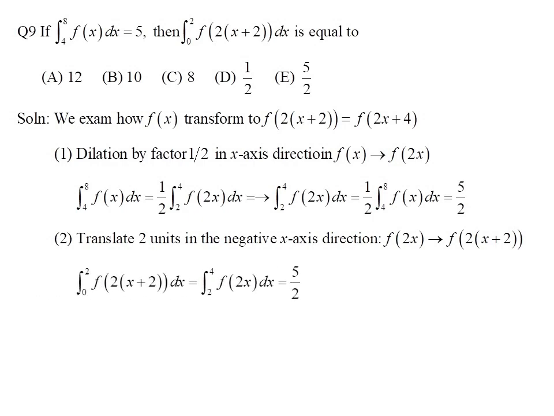Hence, the integral from 0 to 2 of f of (2 times (x plus 2)) with respect to x equals the integral from 2 to 4 of f of 2x with respect to x, which is 5 over 2. Therefore, the integral from 0 to 2 of f of (2 times (x plus 2)) with respect to x equals 5 over 2. So the correct answer for question 9 is E.